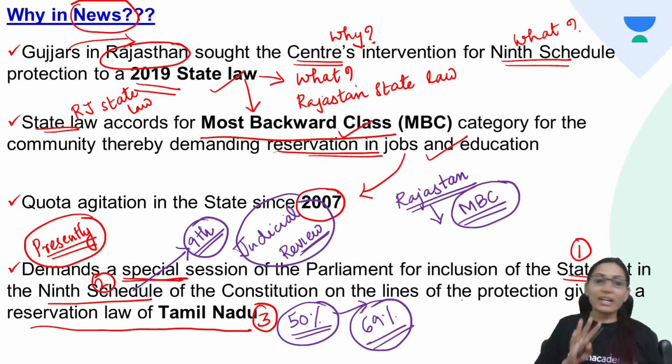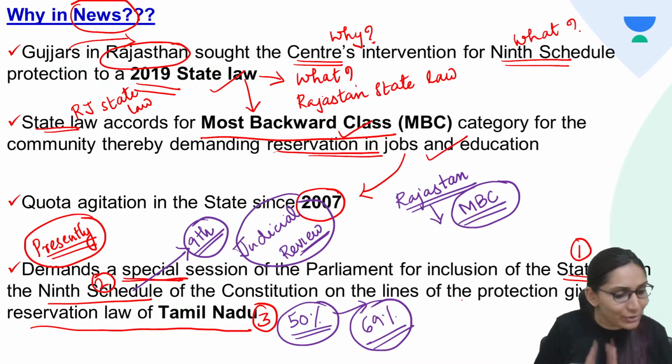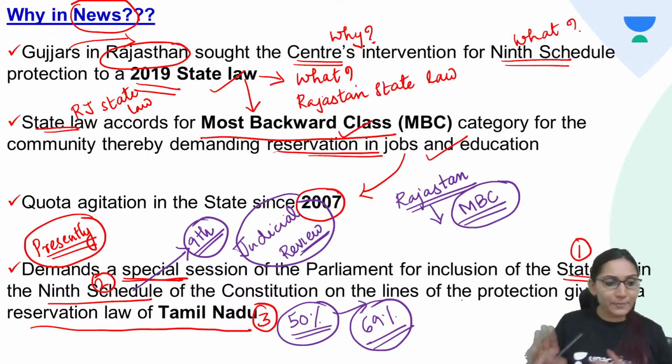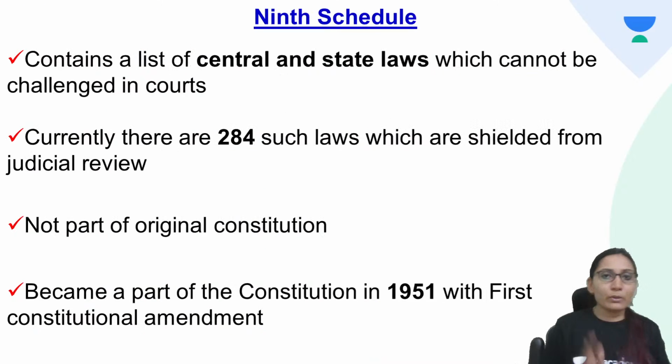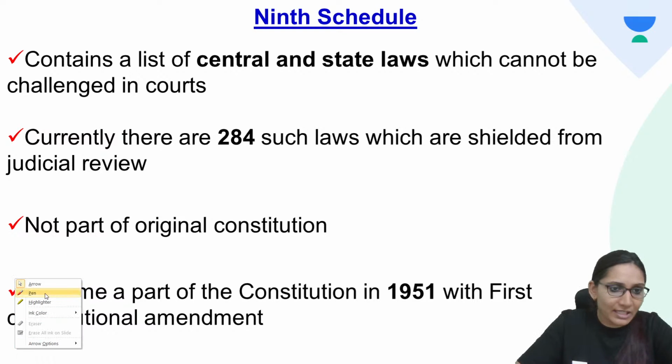Third one is regarding the reservation law in Tamil Nadu. The Supreme Court has passed an earlier judgment that the quota should not be more than 50%. But in case of Tamil Nadu, they have exceeded the quota, and this is because they have put the reservation under the 9th schedule. So, these are the three things. I hope it's clear. Ashutosh has commented, it's clear. Okay, so yes, let's proceed further. Now, let's see each of them. First is 9th schedule in detail.